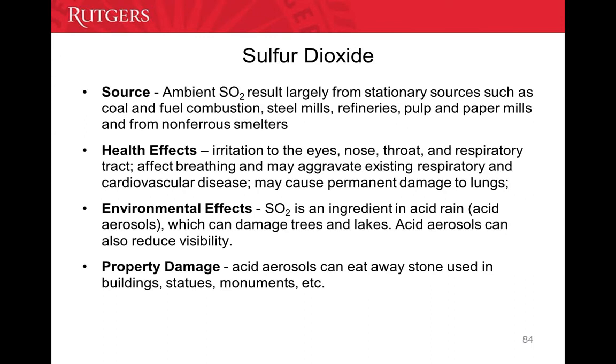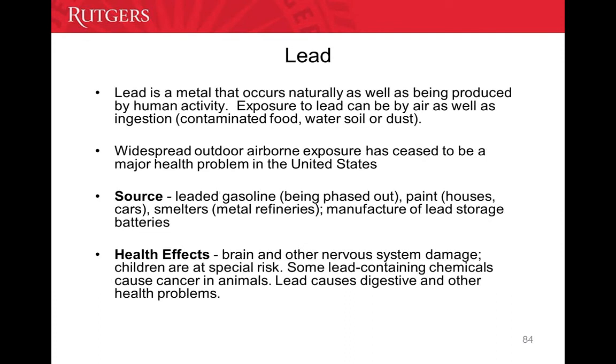As we get ready for our second break, we'll just finish up the air pollutants. Sulfur dioxide comes largely from stationary sources, such as refineries and smelters. Again, it's an irritant to the eye, nose, throat, and respiratory tract. It can cause long-term damage to your lungs and can also aggravate CVD. The aerosols can eat away at stone on buildings. We talked about that before. Large monuments in lots of major cities around the world, especially those with a lot of industrial activity and coal burning, show the damage.